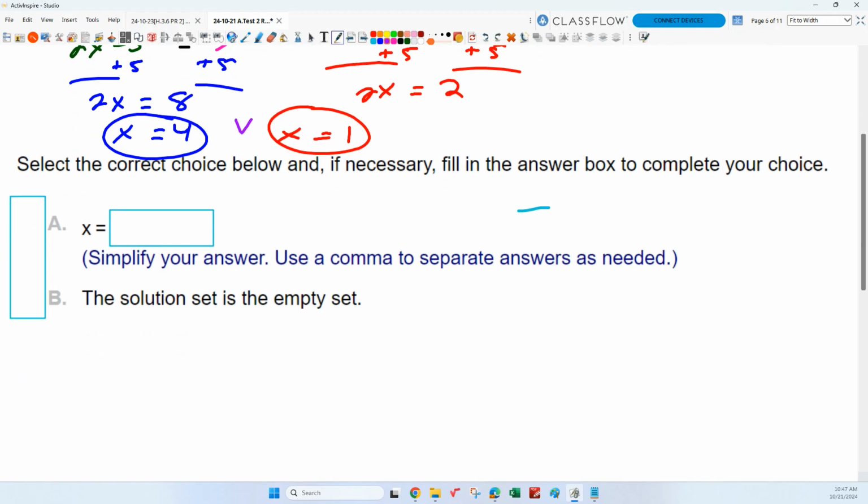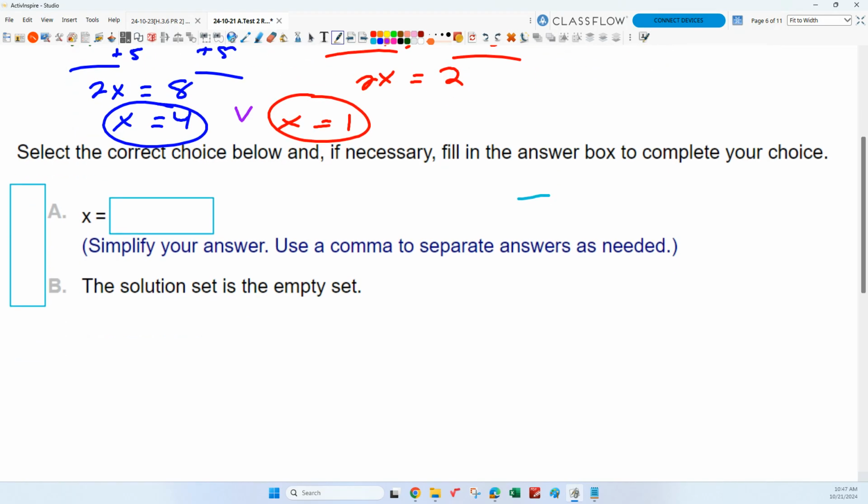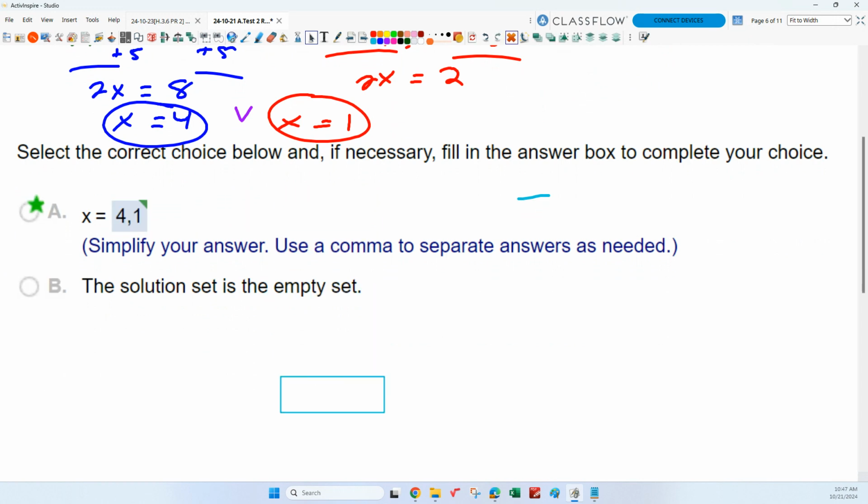And I'm going to choose A, right? We didn't get the empty set. We got a solution. Empty set means no solution. So it's A, and our solutions were 4 and 1.